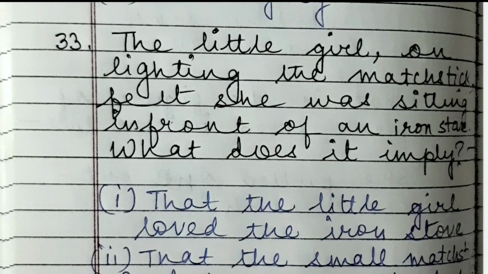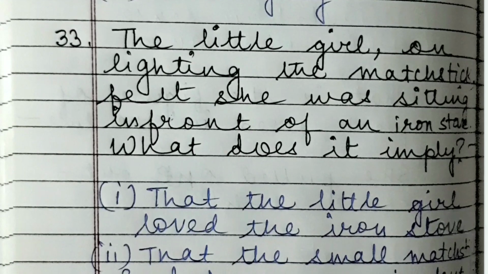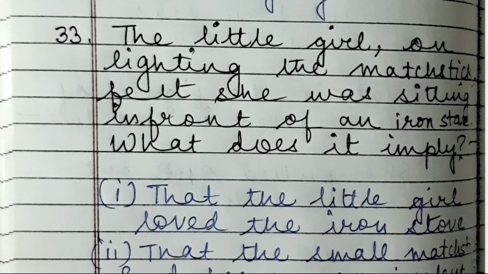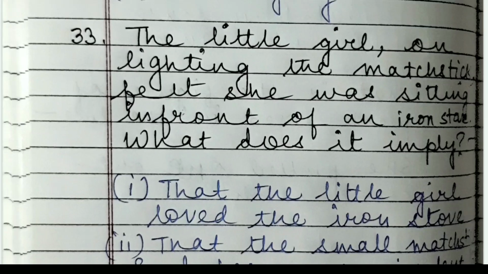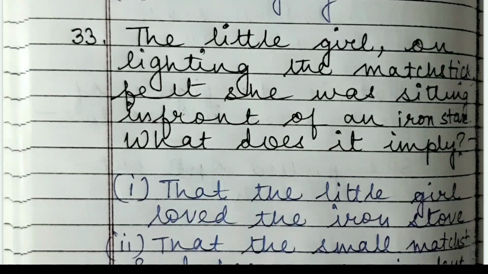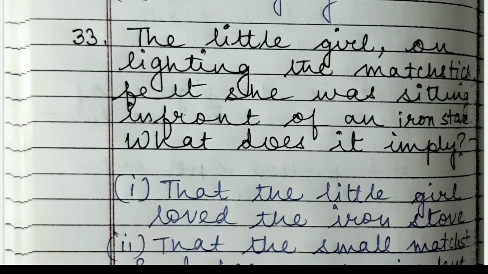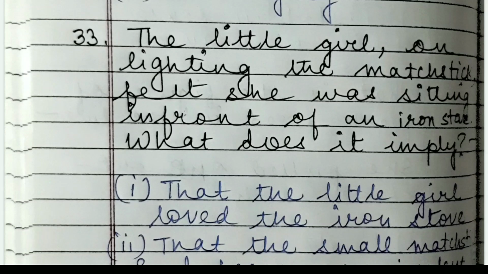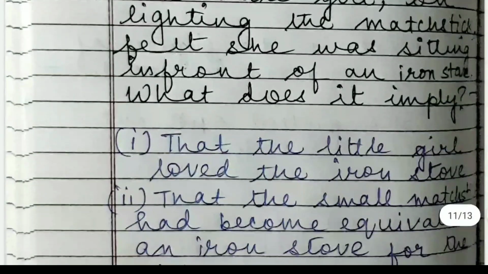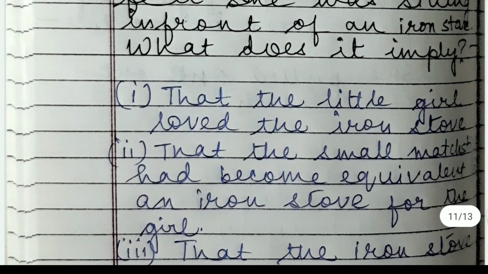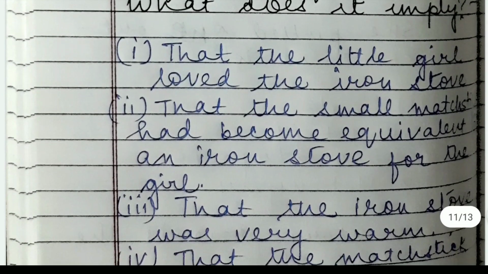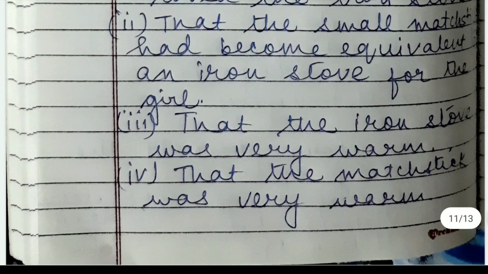Next, question number 33. The little girl, on lighting the matchstick, felt she was sitting in front of an iron stove. What does it imply? Options. Option 1, that the little girl loved the iron stove. Option 2, that the small matchstick had become equivalent to an iron stove for the girl. Option 3, that the iron stove was very warm. Option 4, that the matchstick was very warm.